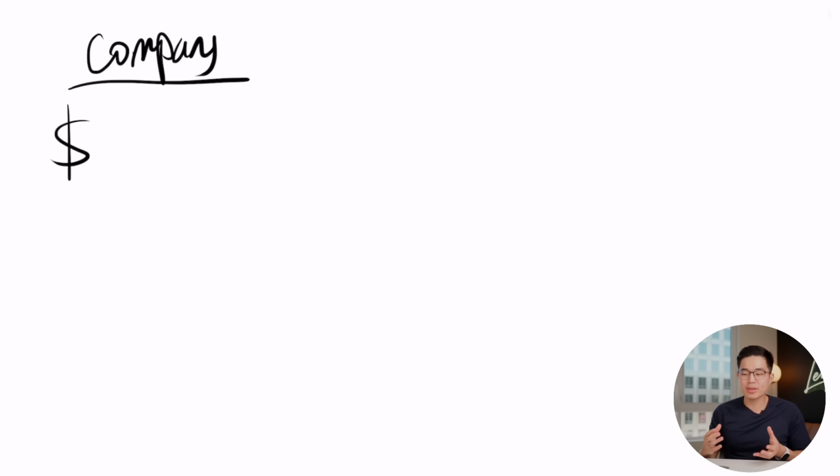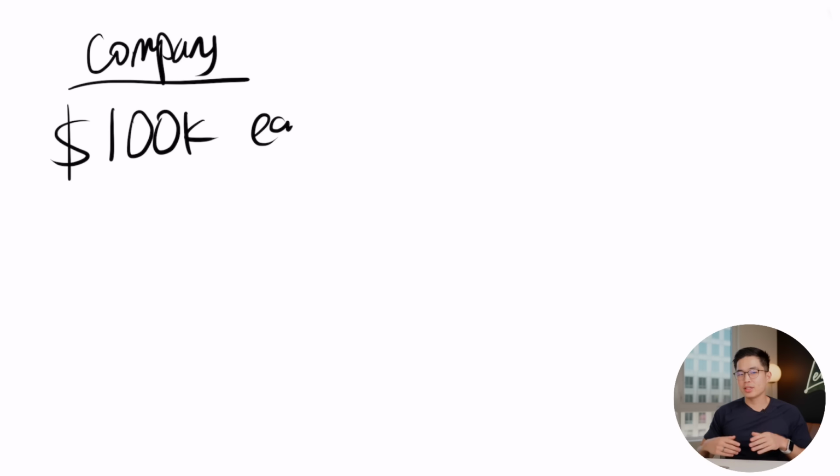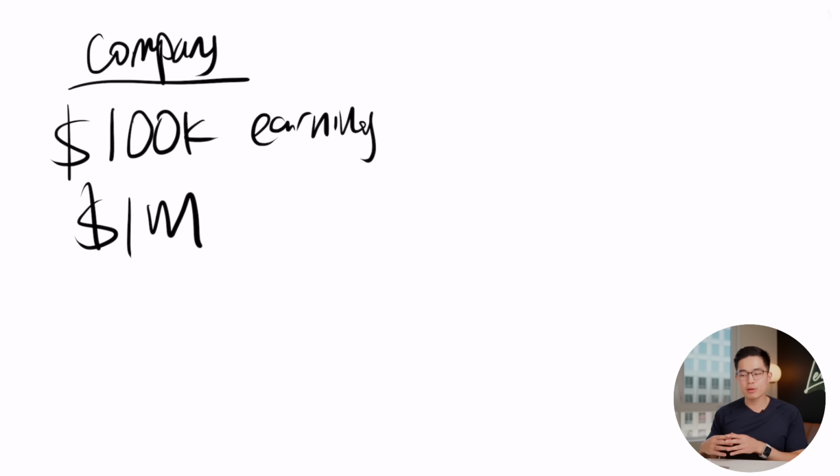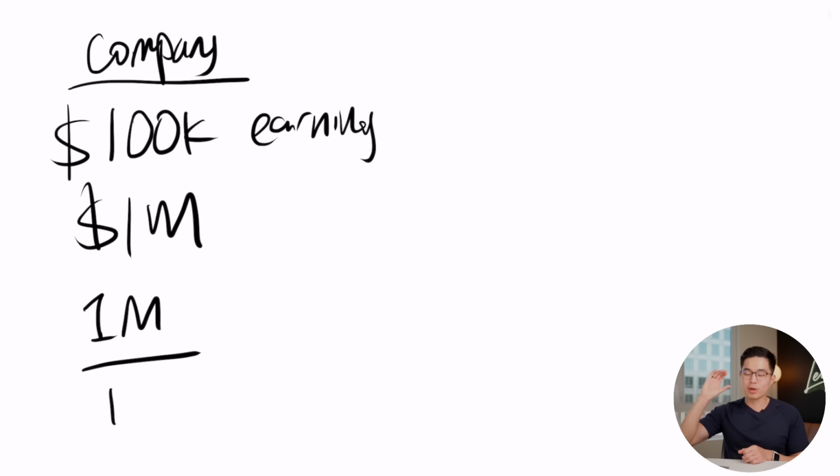So let's go into an example about the PE ratio, right? So let's say you have a company that hit $100,000 in earnings last year, and it's valued at and sells for $1 million. This means that the PE ratio is 10 because you take your $1 million, divide by 100K, and that gives you 10.